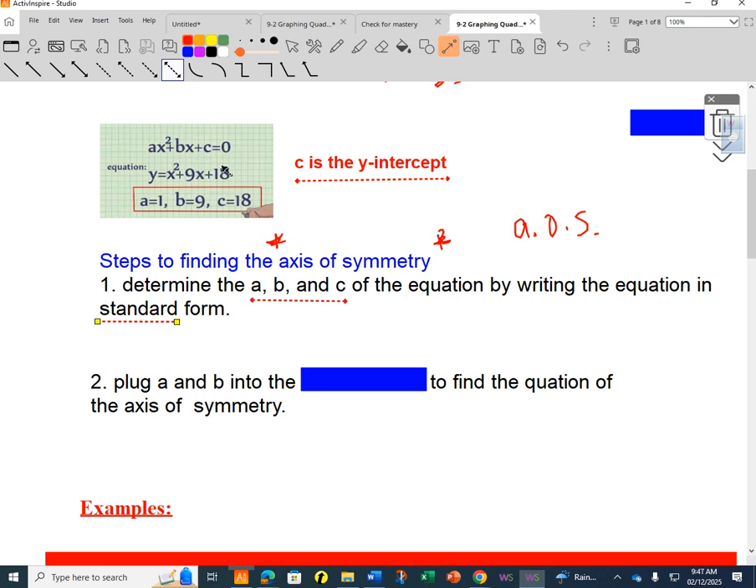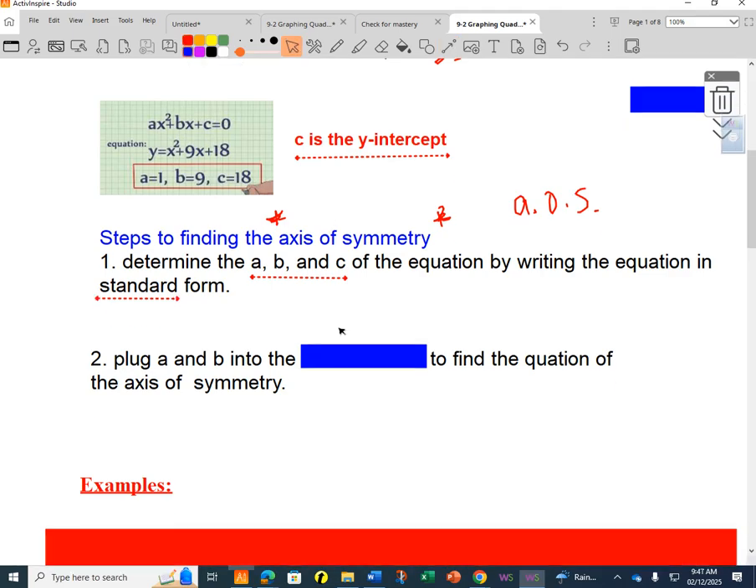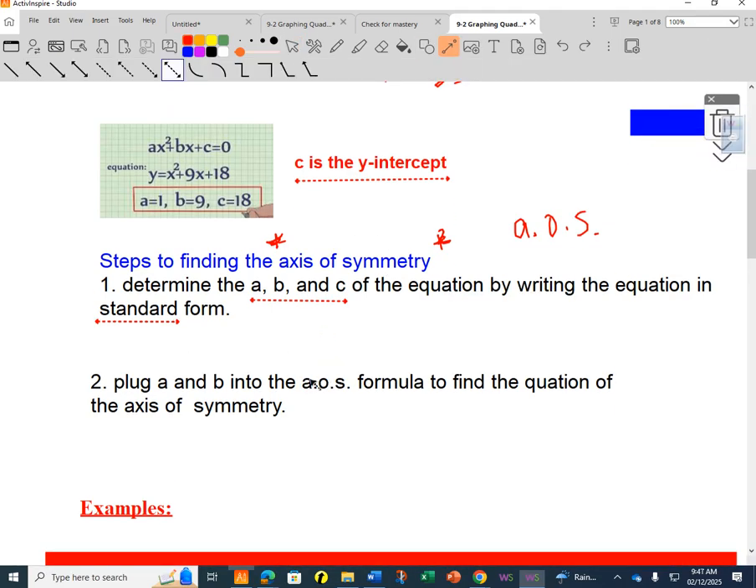If the equation is written in function form, it's already in standard form. That's the only way you can write a quadratic equation as a function, if it's in standard form. We just replace the y with f of x. Once we've found our a, b, and c, we just plug them into the axis of symmetry formula, and we wrote that up above.